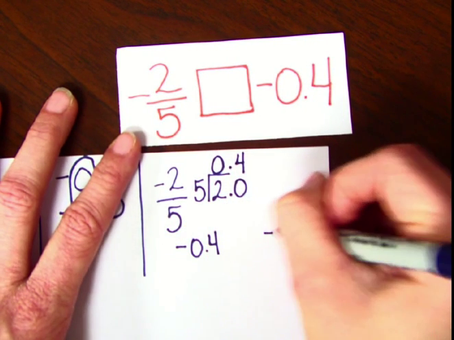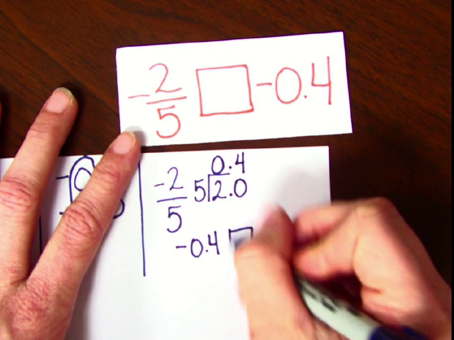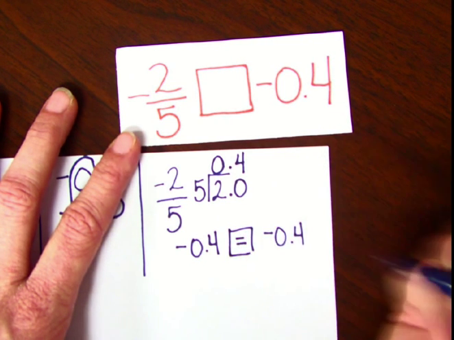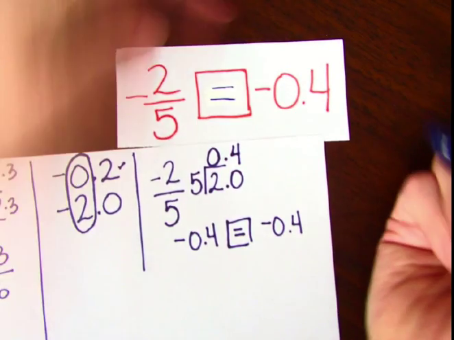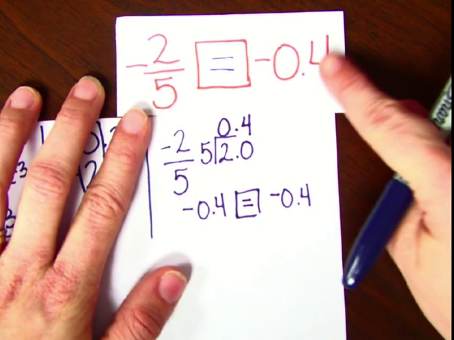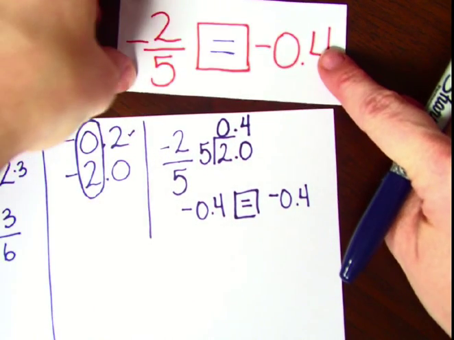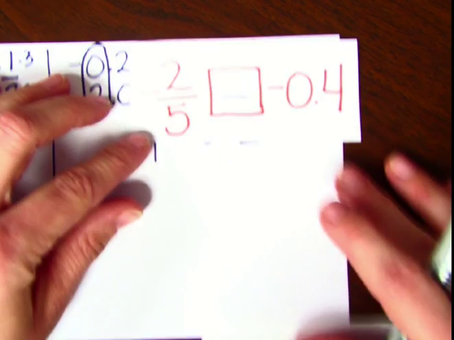0.4 compared to negative 0.4. Oh my goodness. They are equal. I won't mess this one up, I promise. Okay, let me try it the other way by changing 0.4 or negative 0.4 into a fraction. I'll move down here. See if I get the same answer.